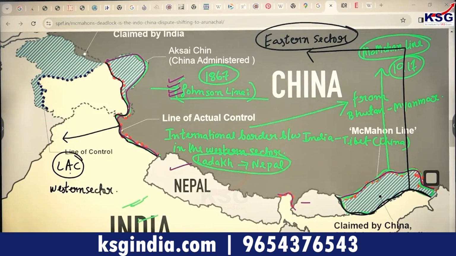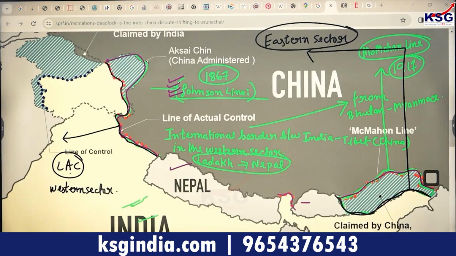Both these lines are rejected by the Chinese, and as an alternative, the Chinese have given a line known as the line of actual control, and that line of actual control places parts of Tibetan plateau in both the western sector and in the eastern sector. In the western sector, it includes the Aksai Chin region, and in the eastern sector, it includes the Arunachal region as a part of their own territory, right? And that is the point of distinction and difference between the Indians and the Chinese with regard to international boundary.